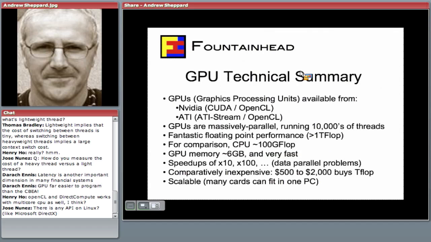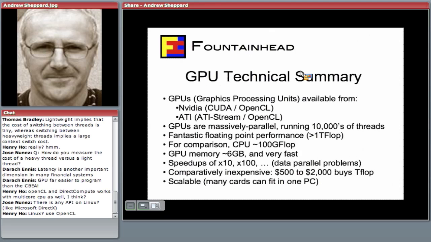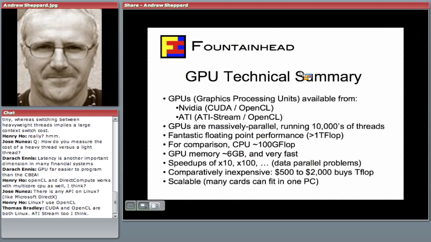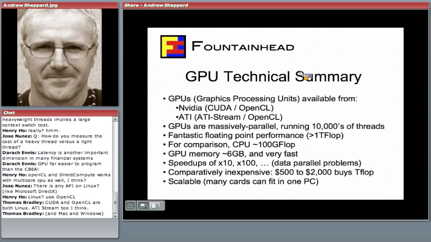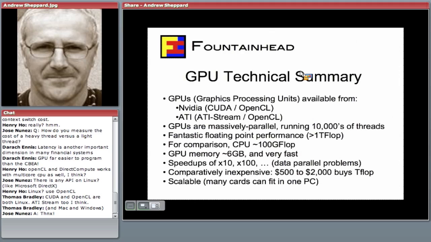So, a quick technical summary of GPUs as a technology. GPUs are graphics processing units. They're essentially very good for crunching numbers. That's what they do. That's what graphics is mostly about. There are 2 manufacturers, NVIDIA and ATI, and each has its own offering of a high-level API and framework. GPUs are massively parallel, running tens of thousands of threads, and have fantastic floating point performance, in excess of a teraflop per card often these days. And just for comparison, a very fast CPU these days tops out at about 100 gigaflops. So there's a factor of 10 difference in just raw number crunching performance.